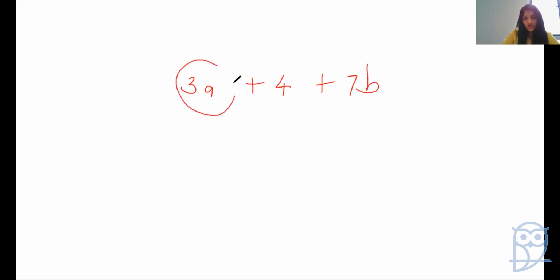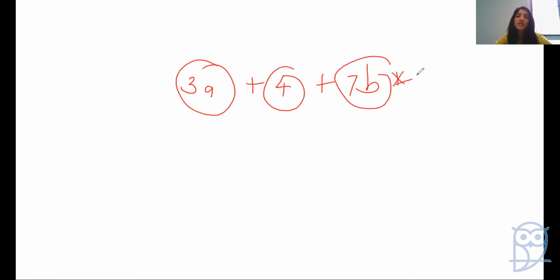The next question says, here is an expression: 3a plus 4 plus 7b. The question is, which is the third term in this expression? All we need to do is separate them, and we'll know that 7b is the third term in this expression.